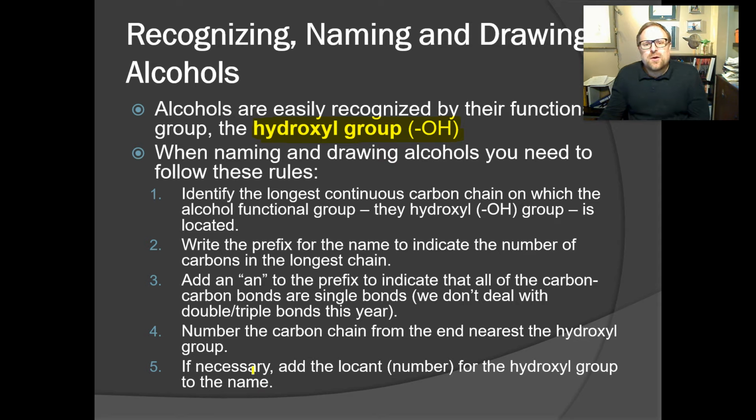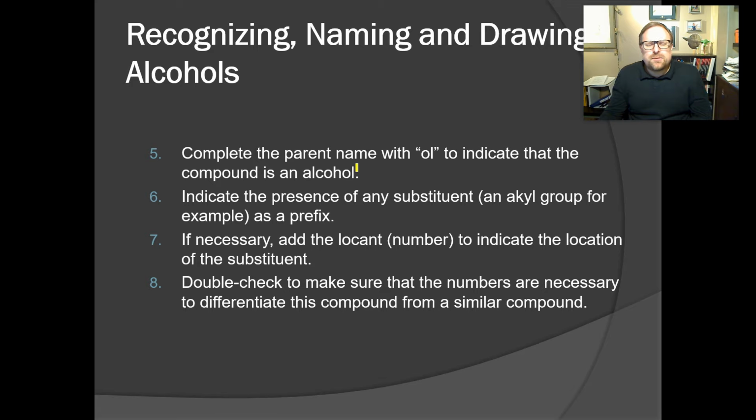And if necessary, we need to add numbers. For example, we're more often going to need numbers in alcohols than we have in other groups, so keep that in mind. Complete the parent chain then with an "ol" at the end. I'm going to put this all together in a second here. So we know it's an alcohol. The OL at the end of something tells us that it is an alcohol of some sort.